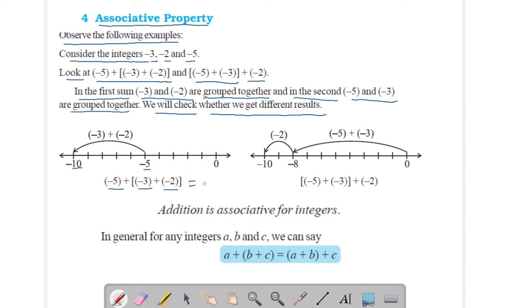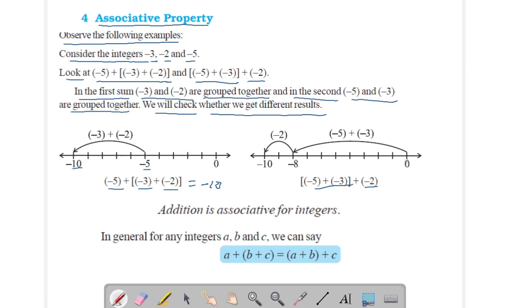Your answer will be minus 10. And in the second case, we have added together first, in the big bracket, minus 5 plus minus 3, big bracket close, plus minus 2. Here first we have to add minus 5 plus minus 3. Minus 5 plus minus 3, we will get minus 8.